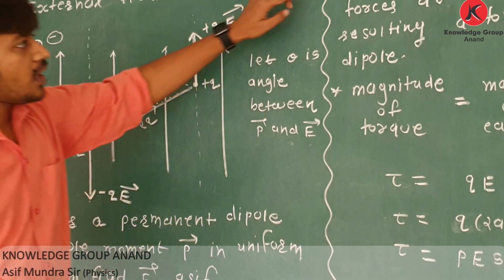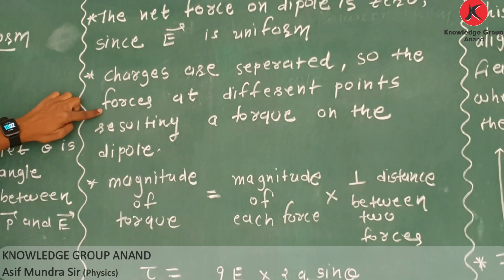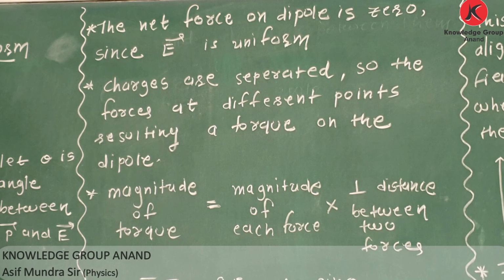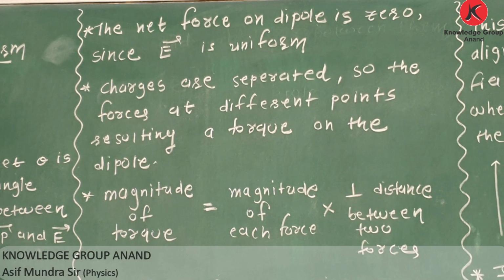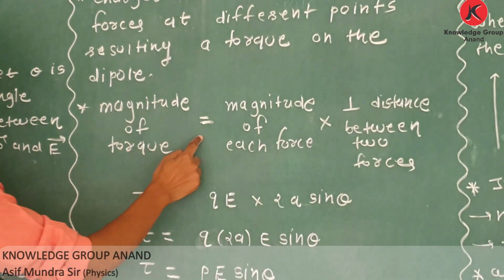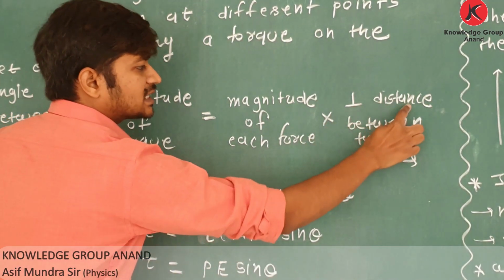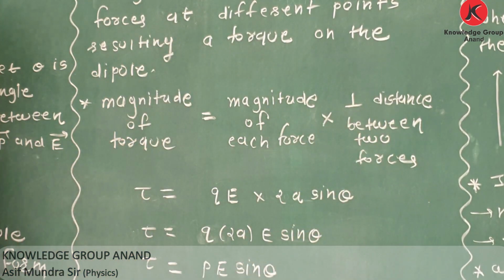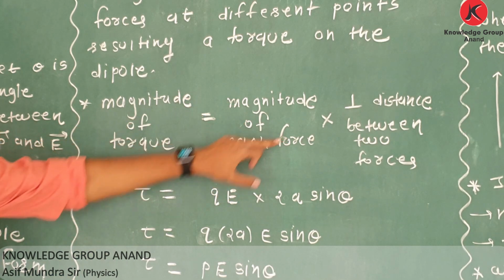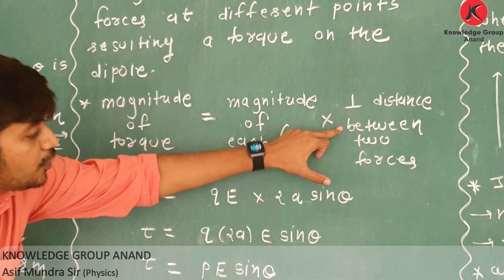Here the charges are separated, so the forces act at different points, resulting in a torque on the dipole due to the couple. And due to the couple, what is the magnitude of torque? What is the equation of torque? The magnitude of torque is equal to the magnitude of each force times the perpendicular distance between the two forces. Now the magnitude of each force, we know, is QE. The question is, what is the distance between the two forces?